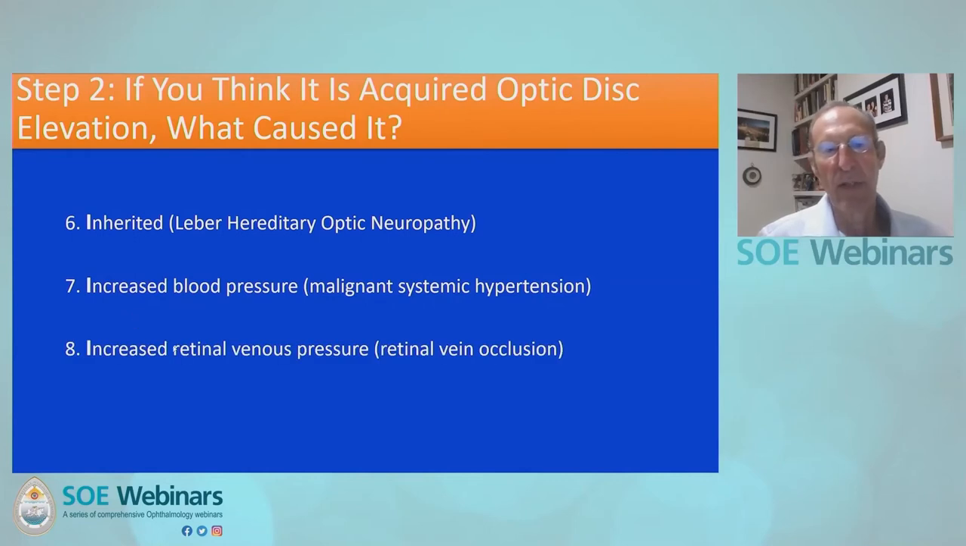Number eight is increased retinal venous pressure, which comes from a retinal vein occlusion. And there again, you will see much more prominent retinal findings, and that's the clue that this problem is emanating from the retinal veins. Well, the last one I couldn't get under an eye. This one is decreased intraocular pressure. And you, I think, are familiar with the fact that ocular hypotony can cause elevation of the optic disc.